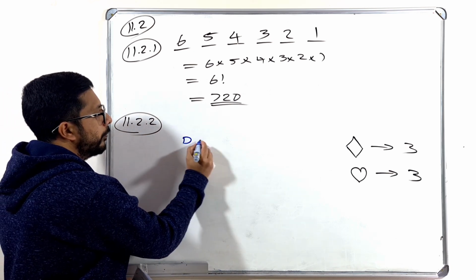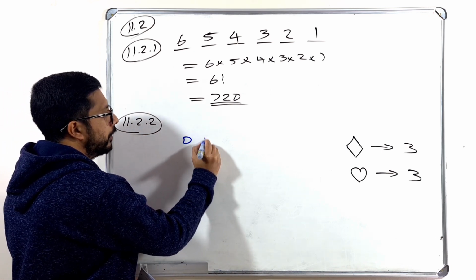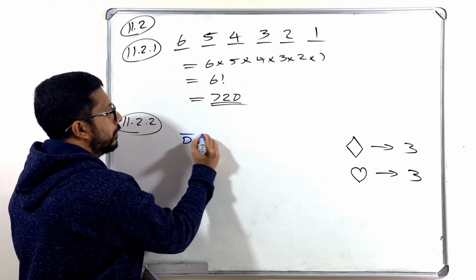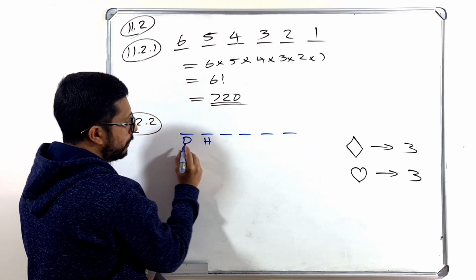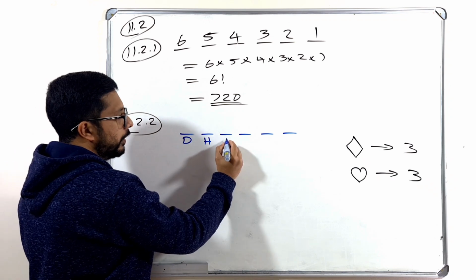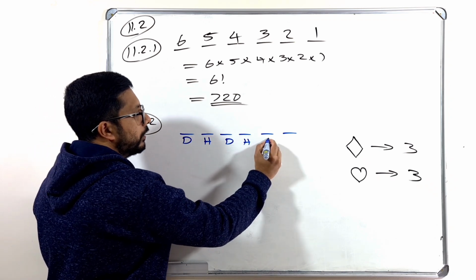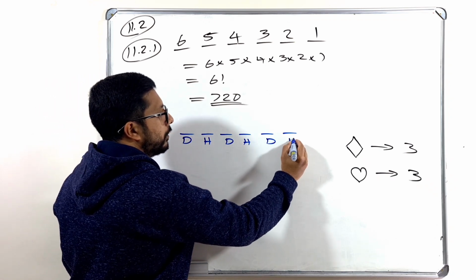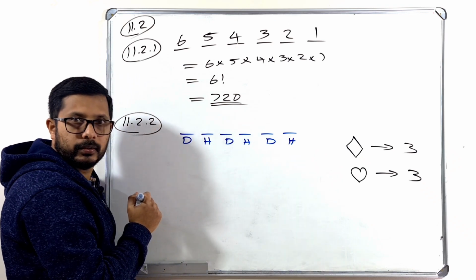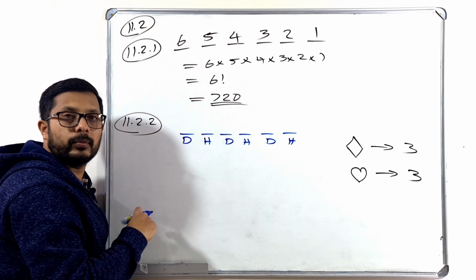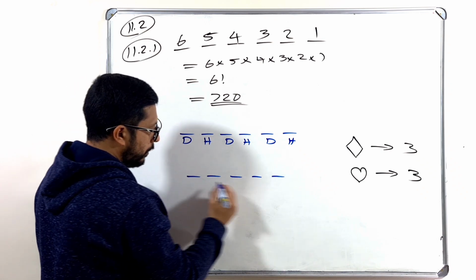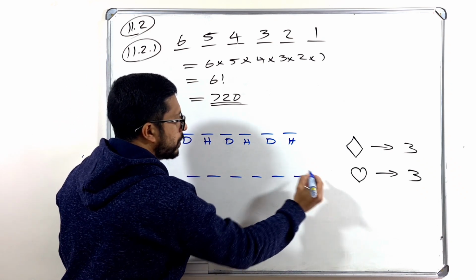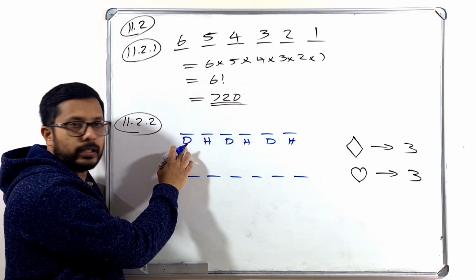For example, diamond, heart. Okay, let's say H. This position. Okay, 3. How many cards? 6 cards. Okay, first diamond, then heart, then diamond, then heart, then diamond, then heart. Am I right? Or which way can we look at this one? 6 cards: 1 2 3 4 5 6. Here I started with the diamond.